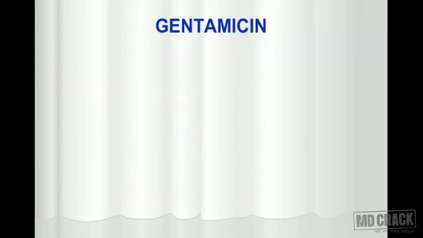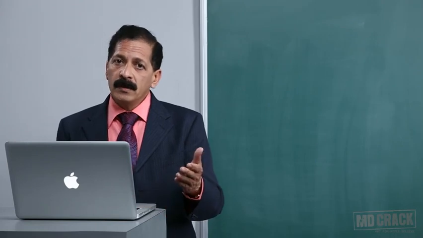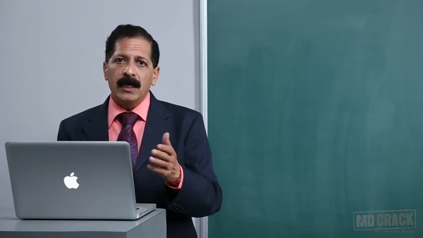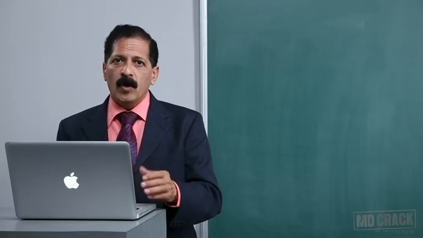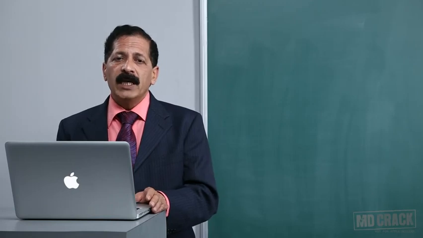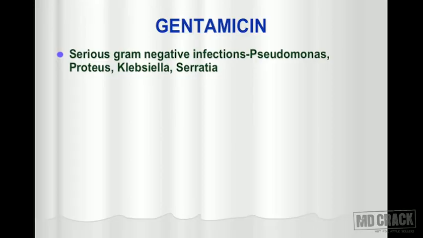The next agent for discussion is gentamicin. It was very popular and it was very widely used once upon a time. Now we have the newer drugs from aminoglycosides like amikacin and tobramycin, which are used more commonly these days. But gentamicin was the mainstay of gram-negative aerobic infections. So gentamicin is useful against serious gram-negative infections.